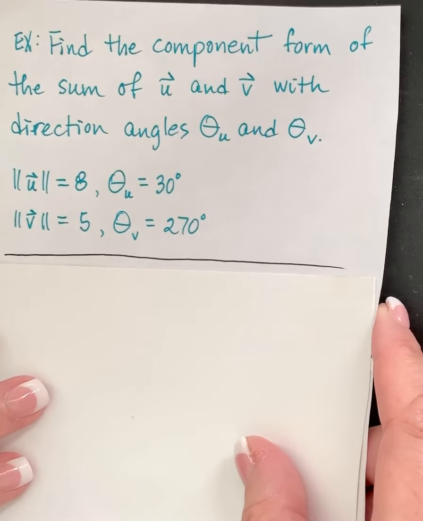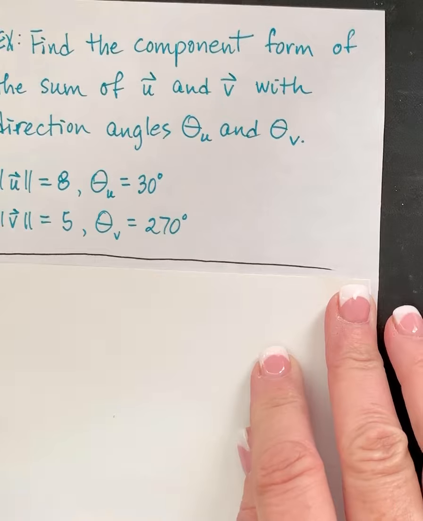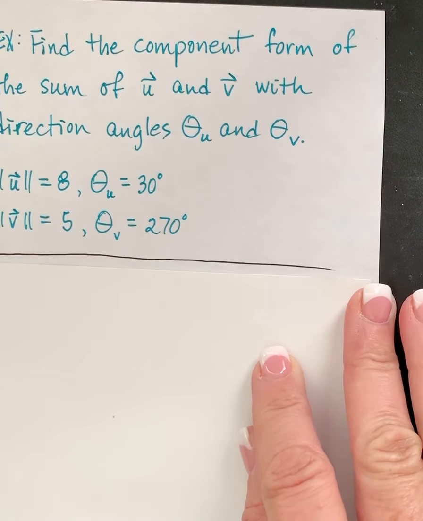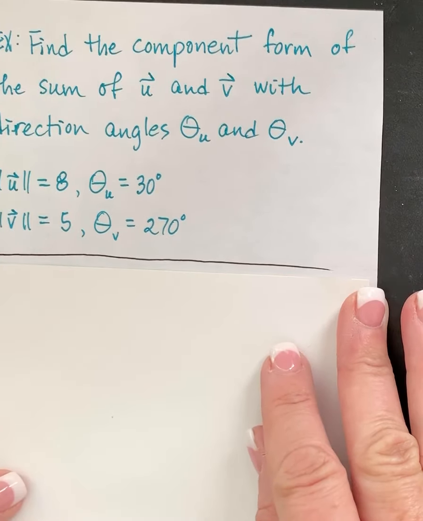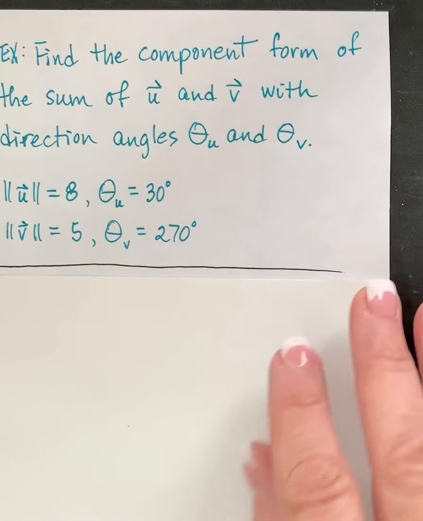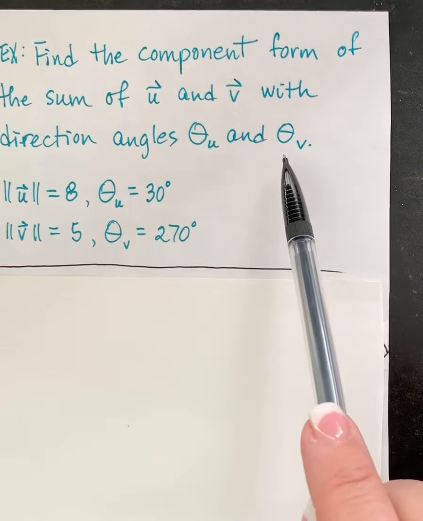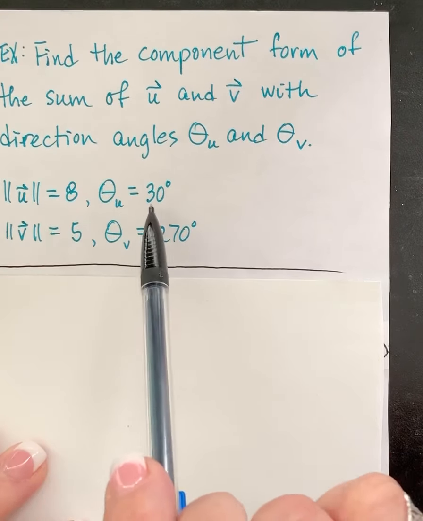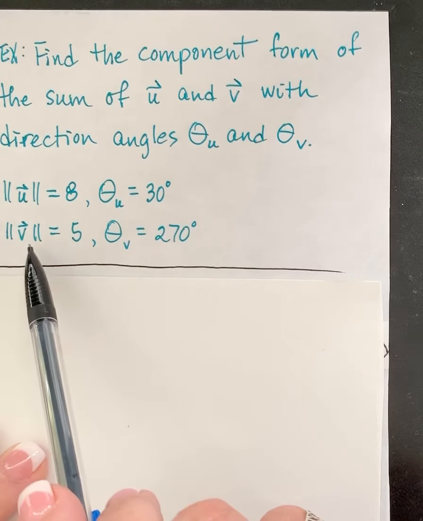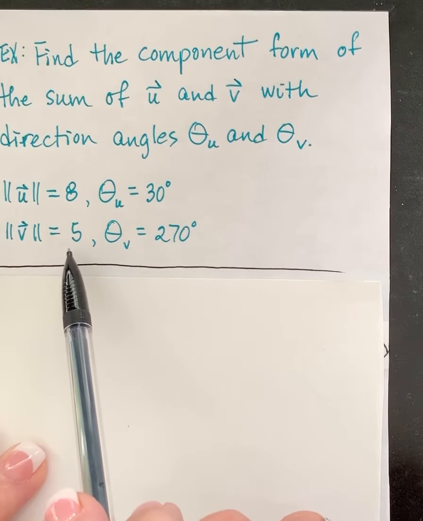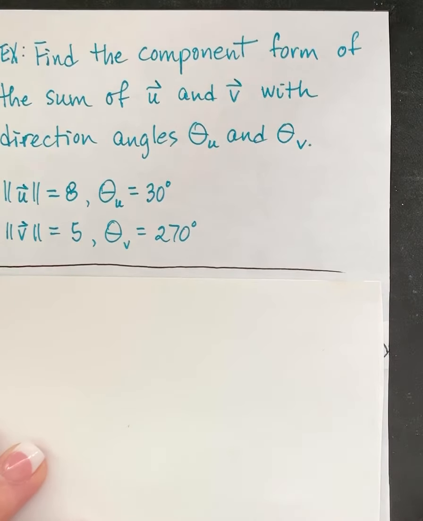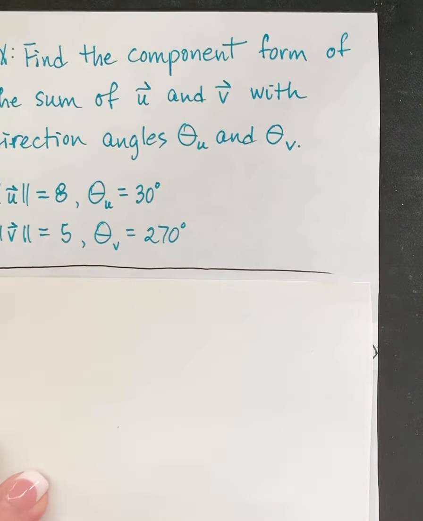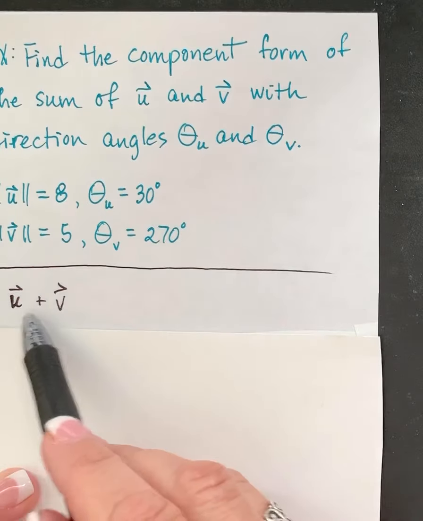Find the component form of the sum of vector u and vector v with direction angles theta u and theta v. Vector u has a magnitude of 8, and here's its direction angle, 30 degrees. Vector v has a magnitude of 5, and its direction angle is 270 degrees. You don't really have to draw a graph of this, though it could possibly help you picture it. Basically, you're trying to find the sum, u plus v.